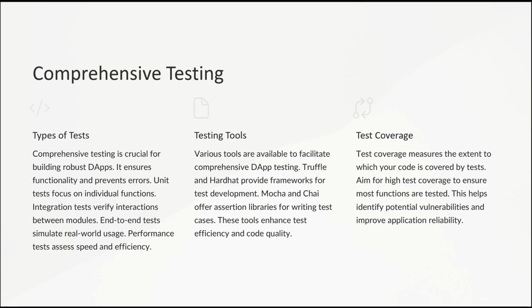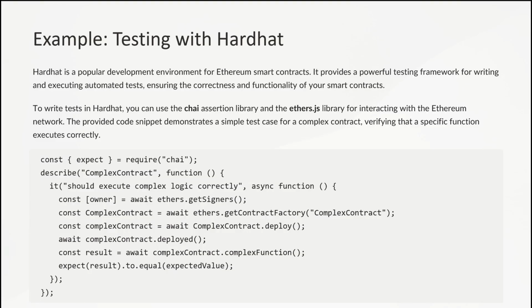Next, we need to ensure your dApp is thoroughly tested. This involves unit testing individual functions, integration testing to check how different parts of your dApp interact, and end-to-end testing to simulate real-world usage. Tools like Hardhat and Truffle make this process easier by providing frameworks to write and execute tests.